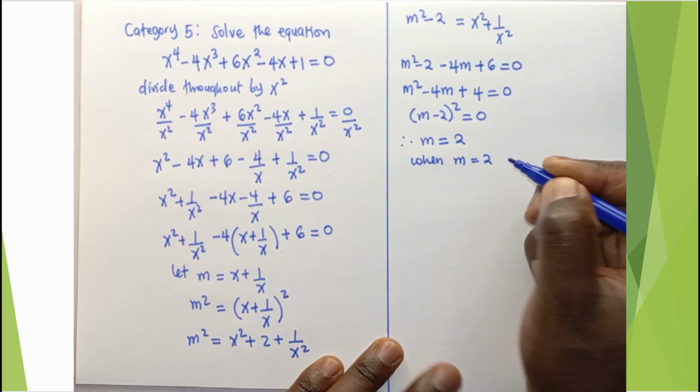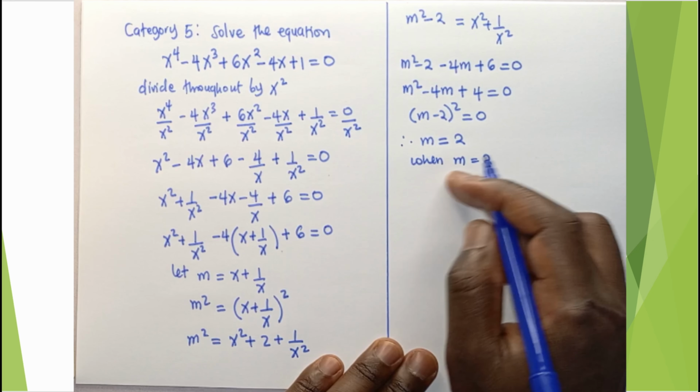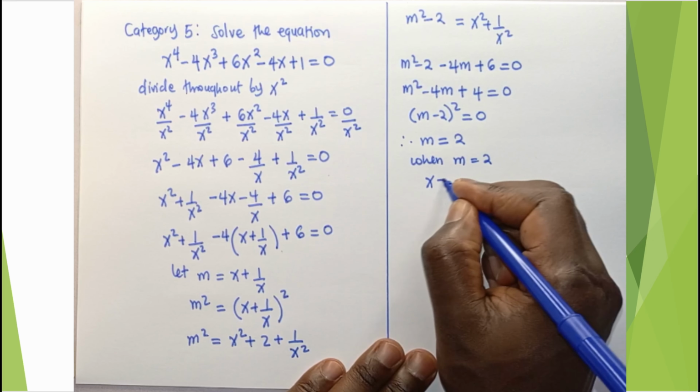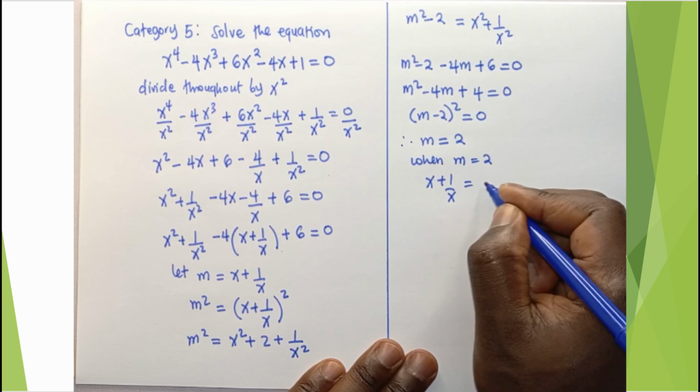So when m is equal to 2, we go ahead to get x. So therefore x plus 1 over x equals 2. So we simplify this.